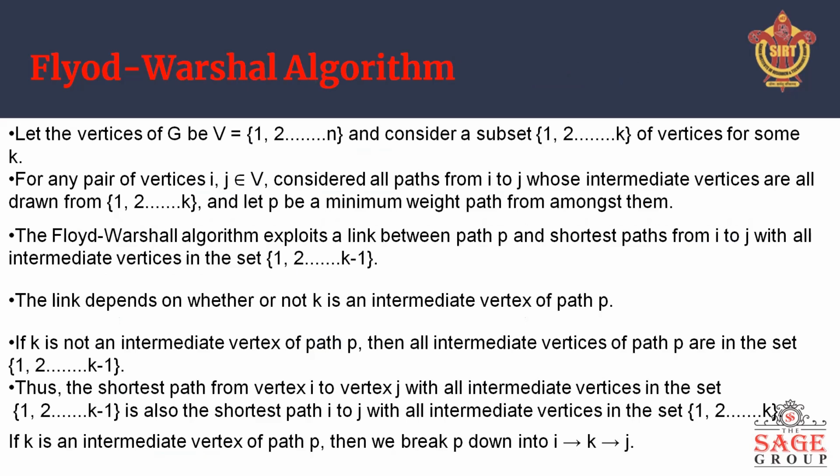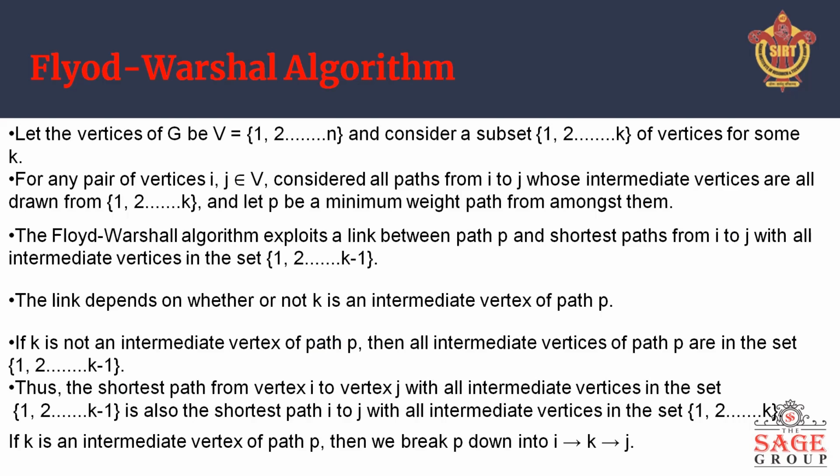The solution to this problem is given by Floyd-Warshall. It is based on the following concept. Let the vertices of G be 1, 2, up to n, so there are n vertices here. And we have a subset of vertices from 1 up to k for some instance k. For any pair of vertices i comma j which belong to V, consider all paths from i to j whose intermediate vertices are all drawn from 1 to k, a subset of the remaining vertices.